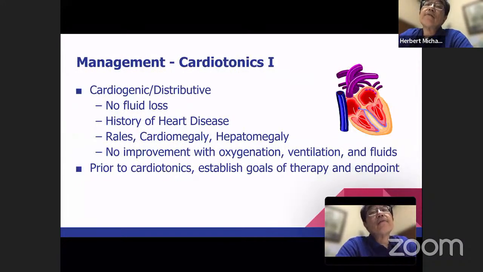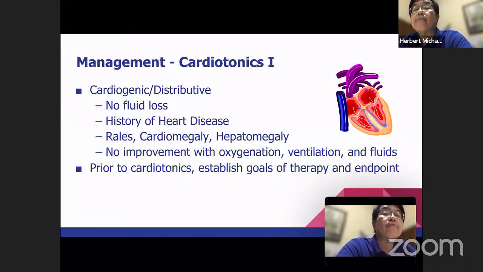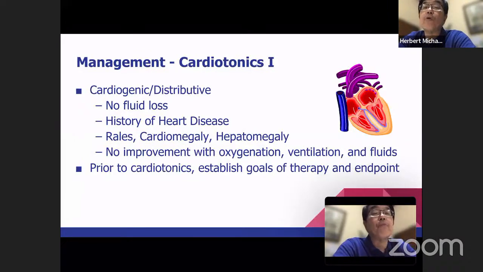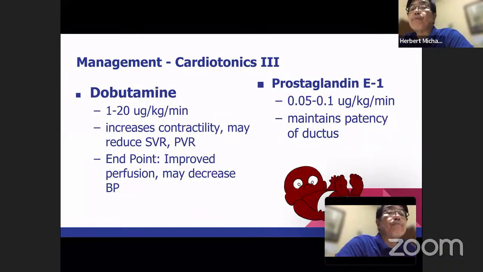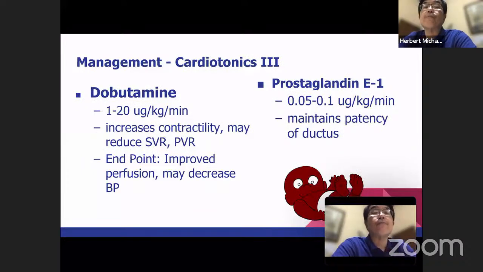So for the cardiac or distributive causes of shock, wherein there's no fluid loss, there's a history of heart disease, you have a patient with rales, cardiomegaly, and hepatomegaly, with no improvement on oxygenation, ventilation, and fluids, then you can give your cardiac drugs, but you need to establish what are you aiming for and the endpoints. So for the cardiac drugs, you have epinephrine, norepinephrine, dopamine, dobutamine, and of course, prostaglandin that is used in the neonatal age group.